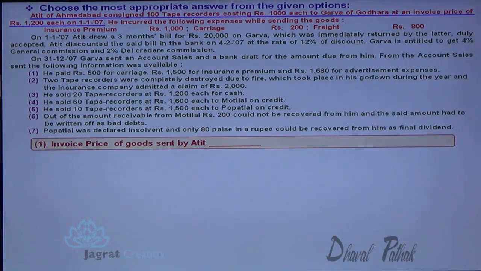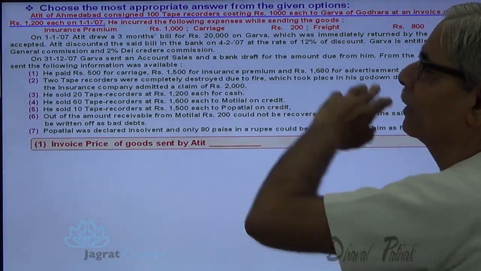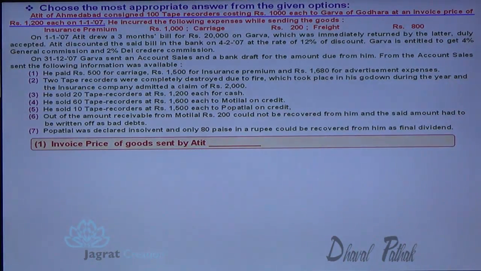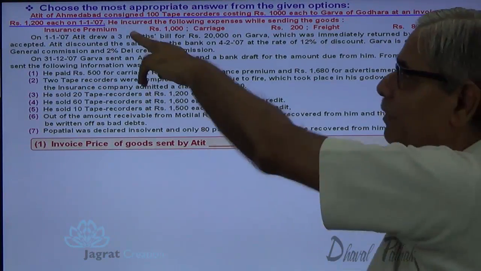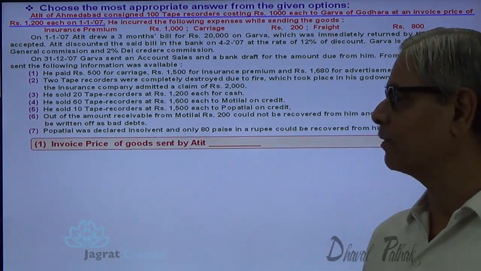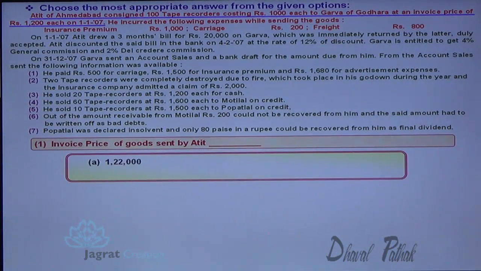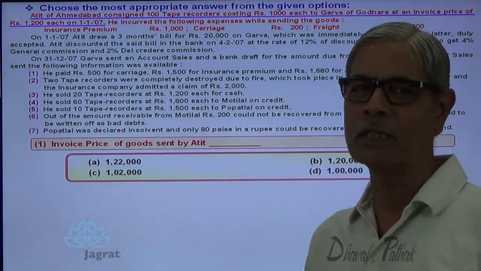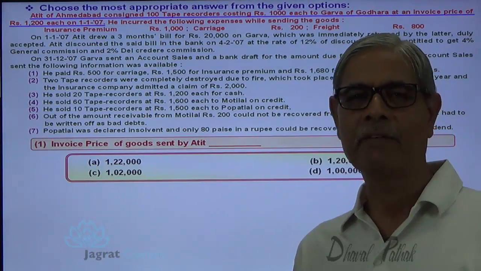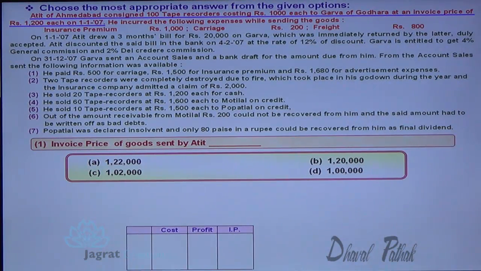Now, Atit of Ahmedabad consigned 100 tape recorders costing 1,000 each to Gaurav of Godhra at an invoice price of 1,200 on 1/1/2007. This is the information on the basis of which the invoice price will be found out. The multiple choice questions given to you. So these are the 4 options. Out of these 4 options, you have to select one. Now let me go for calculation to arrive at the correct answer.